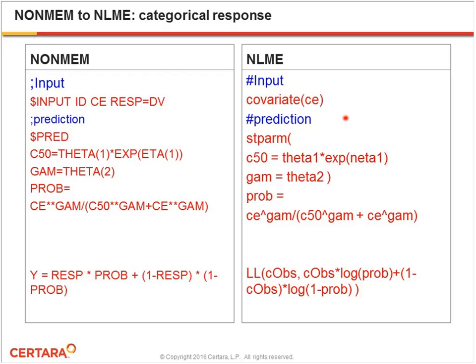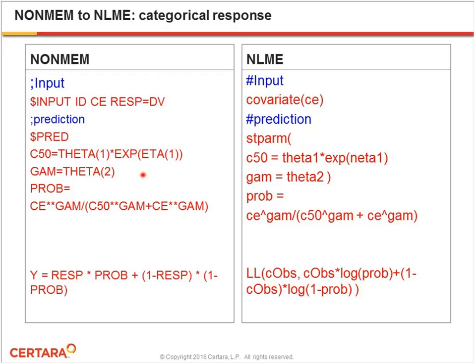So this is the input. Then we come to the definition of the structural parameter, C50 gamma. As we said, C50 is expressed with a typical value, θ1, and the random effect, eta1, in a typical notation. The second parameter, gamma, is just a typical value, θ2, so no random effect here.